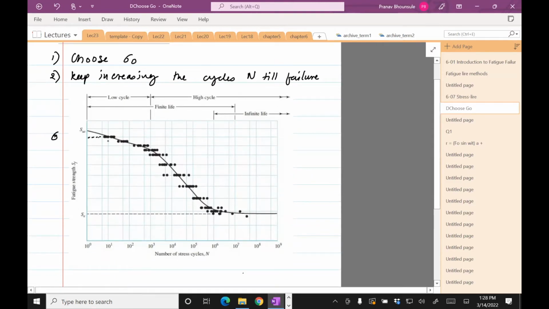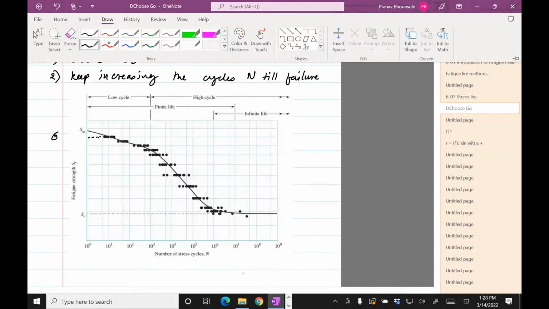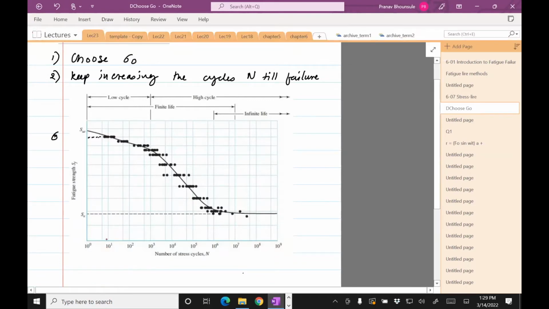So here it fails at, I don't know, 10 cycles. Okay, that specimen has broken, you discard it. Then you apply a new stress, a new value. Let's say this is sigma 1, sigma 2. You keep doing that, you increase the number of cycles till it fails.